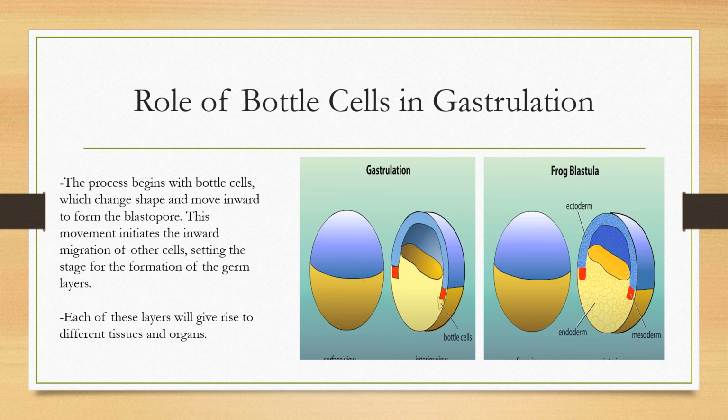So as I mentioned earlier, bottle cells in gastrulation is here. You can see that here. I'm just going to highlight it. So the bottle cells, these ones, they move inward and form blastopore. They form blastopores, and then these blastopores turn into 3 layers. And those 3 layers are the ones we're going to go in depth into in our next slide.